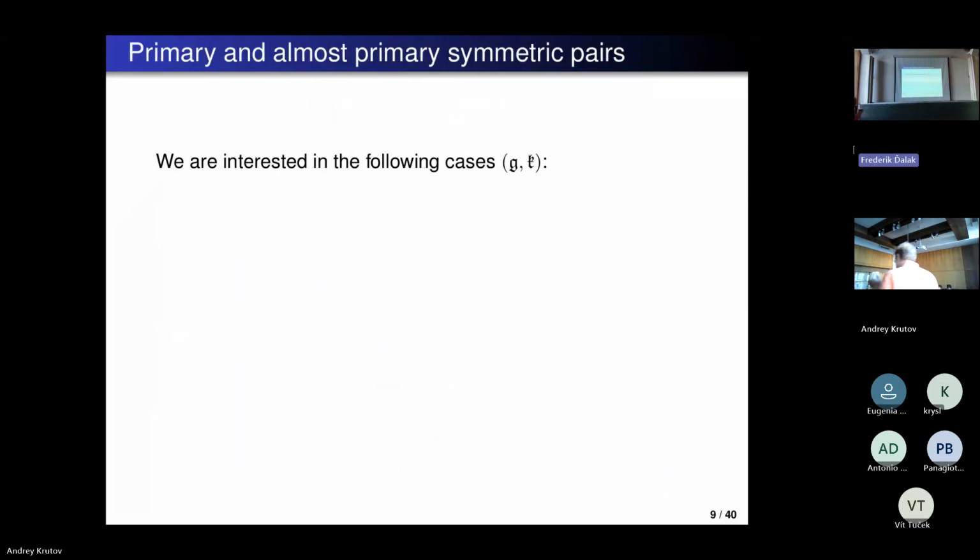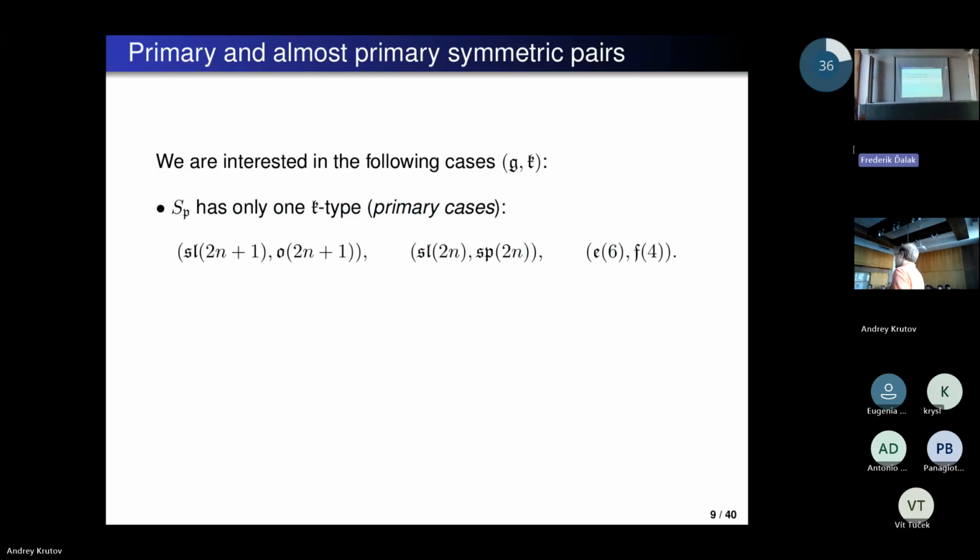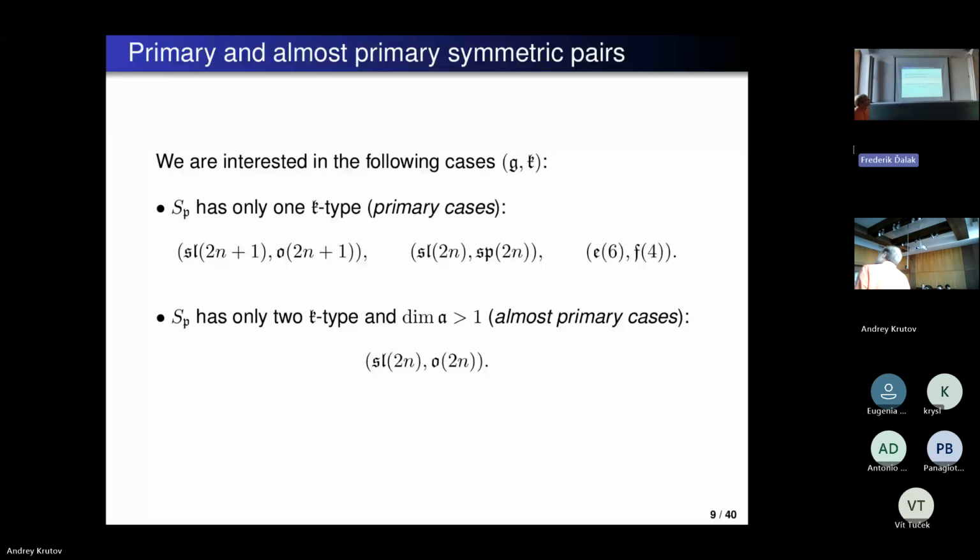So now we'll make some assumptions about our symmetric pair, but they are very natural because in other cases the dimension of A will be 0, so it will not be interesting. So the cases when the dimension of A is non-zero are precisely these ones. I will call them primary and almost primary for some reasons that I will not mention. But basically, it's written that there is only one K-type and two K-types.